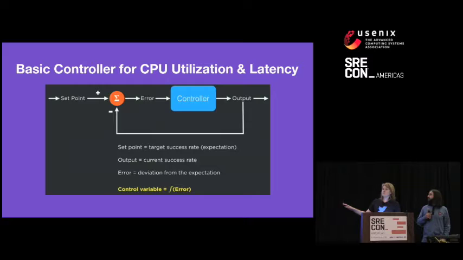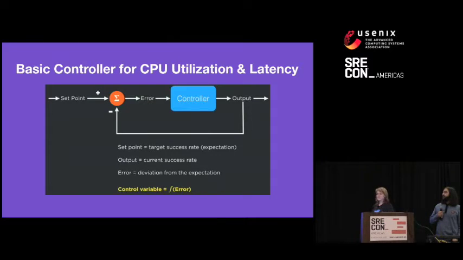So let's review the function of a basic controller really quick. A basic controller keeps a system at a desired set point. In our case, the desired set point is a target success rate that we've specified. And it does this by continuously calculating the deviation of the process output, and that is the current success rate, right? That's what the system is outputting. So it's calculating the deviation of the process output from the set point and minimizing error, which is deviation from set point, by adjusting the value of a control variable.